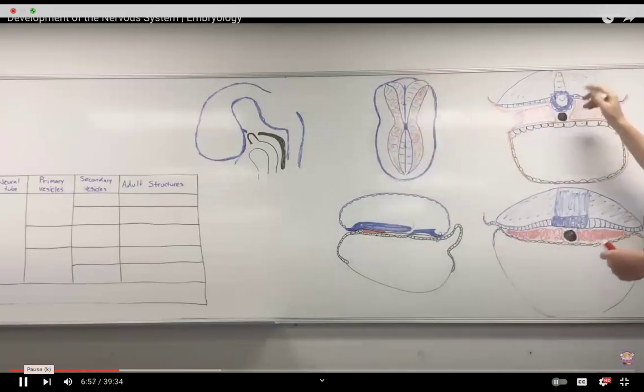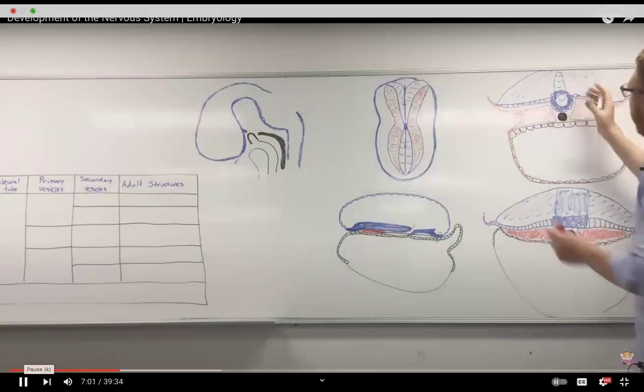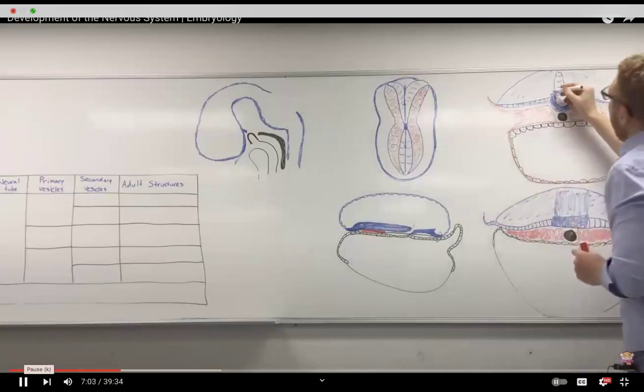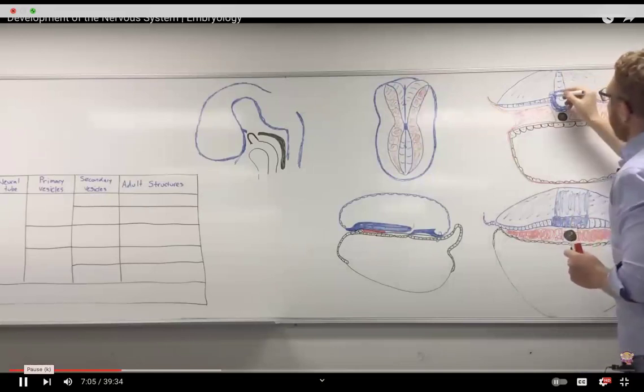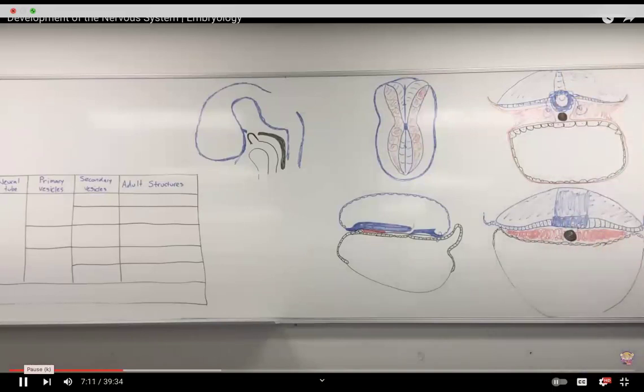Just before it closes, this is an interesting point to be aware of. As it's starting to crest up and just as it's closing, a group of cells will migrate on either side to sit here, and then they can move further, and they are called the neural crest cells. We'll talk about them a little bit later.